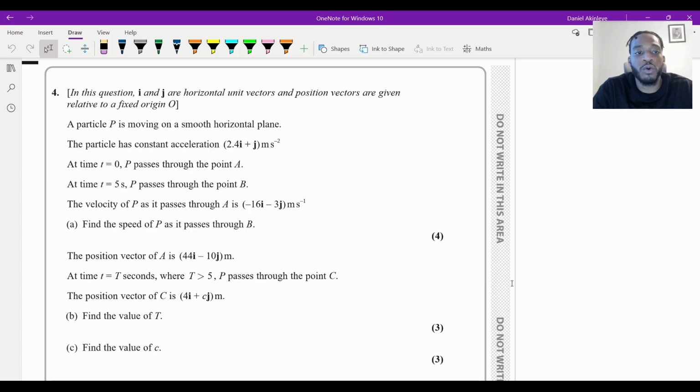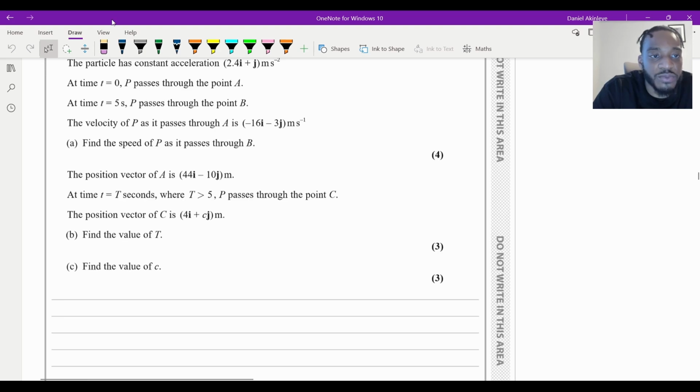Okay, so remember, this is just vectors and kinematics. Part A is asking us for the speed. Now remember, the speed is just the magnitude of velocity. So what you'd want to do is work out what your velocity is, and then once you figure out your velocity vector, you're just going to take the magnitude of that and that'll give you the speed. So what do we have here?